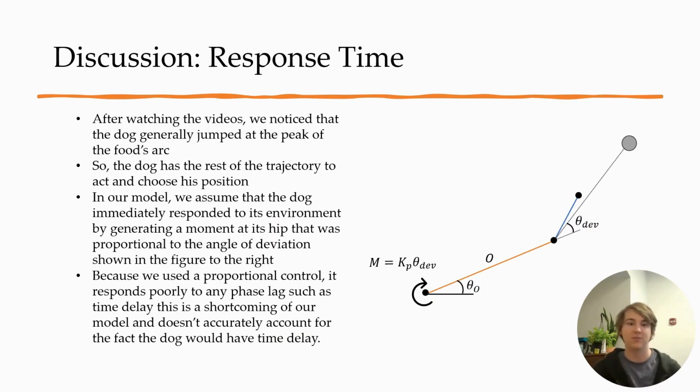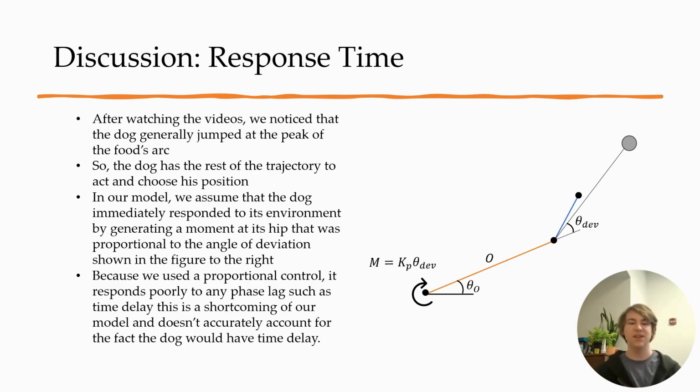After watching the videos, we noticed that, generally speaking, the dog jumped when the food was at the peak of its arc. So we decided that the dog had, between the time of the peak of the food's arc to the time when the food hit the ground, to react to the stimuli. Generally speaking, we assumed that the dog responded immediately to its environment, and it did this by generating a moment at its hip that was proportional to the angle of deviation.